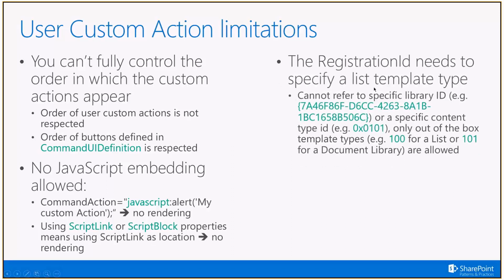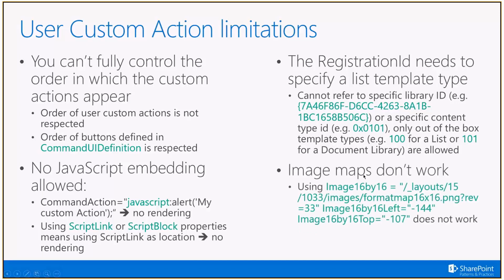A third little thing to be aware of, which I think will not hit most people, is that there are people using custom actions who, in the registration ID property, specify a particular library ID. So if you really want to target your custom action to one particular library, you could do this in the past in the classic mode. However, in the modern experience today, that's not possible. So you can't target a specific library ID, nor can you target a specific content type ID. So if you have your custom content type, showing entries only for your custom content type is not possible today. What does work is just regular template types, like 100 for a list or 101 for a document library, which is also used in the demos later on.